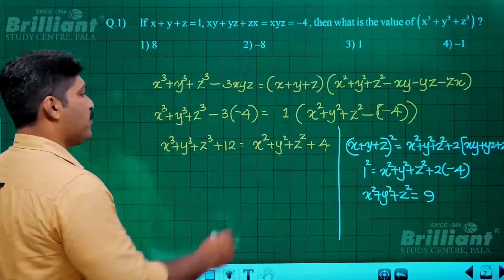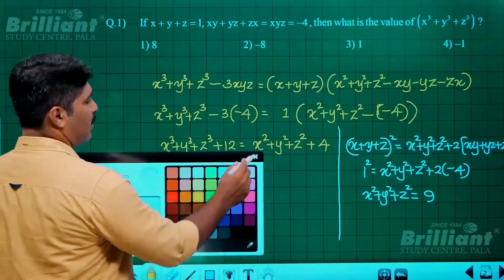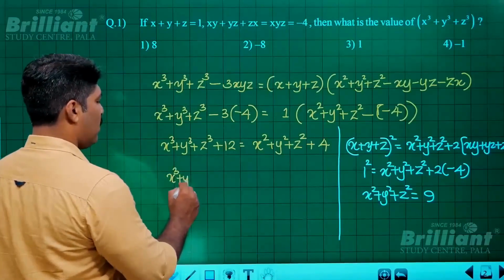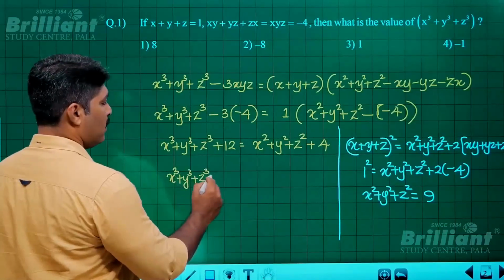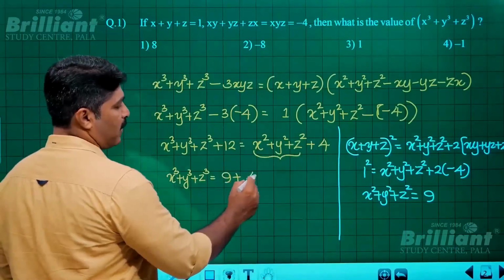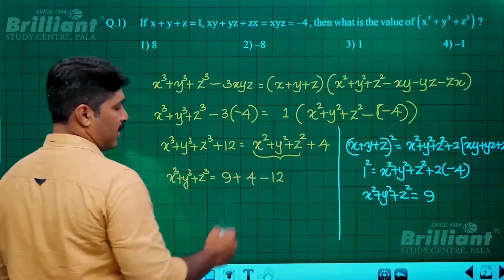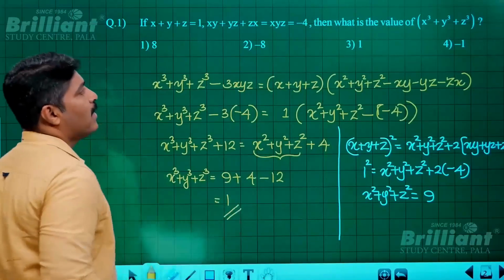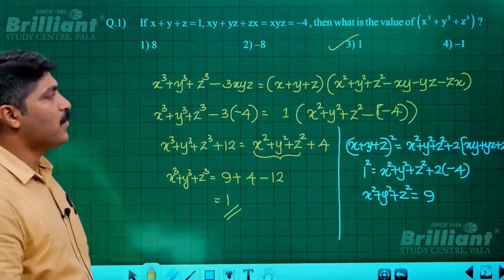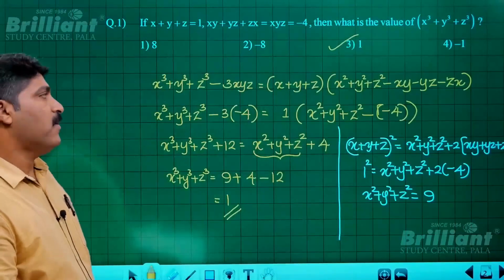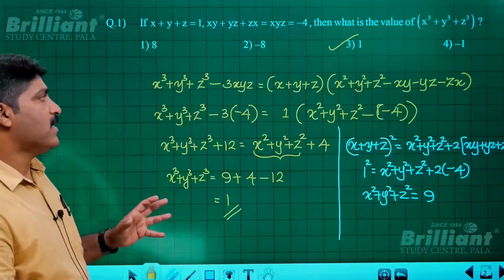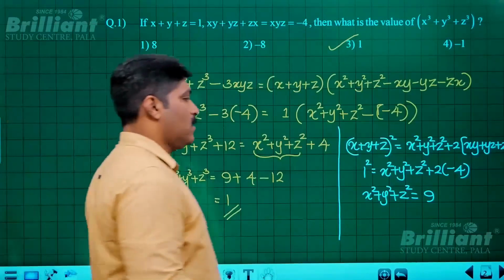So you just substitute the values here. Substituting the value of x square plus y square plus z square, what you will get is x cube plus y cube plus z cube equal to, instead of x square plus y square plus z square, you put that value as 9. So 9 plus 4, and take this 12 towards the right side. So this is equal to 1. Hence the required value of the given expression x cube plus y cube plus z cube is equal to 1. So it's an algebraic expansion based on that very important identity. Here we can get the answer to this type of question. Got it? So move to the next question.